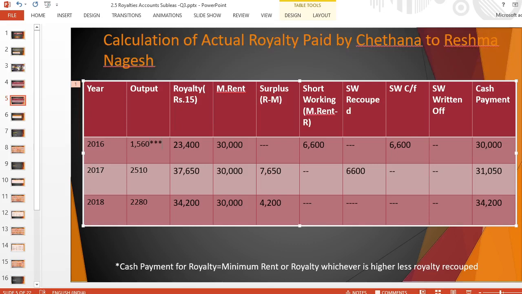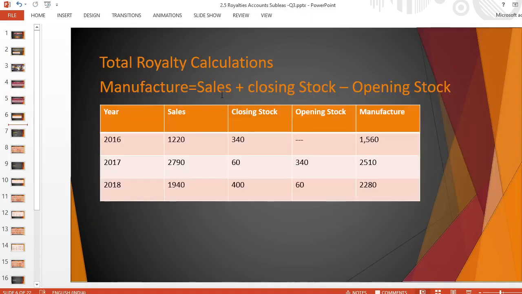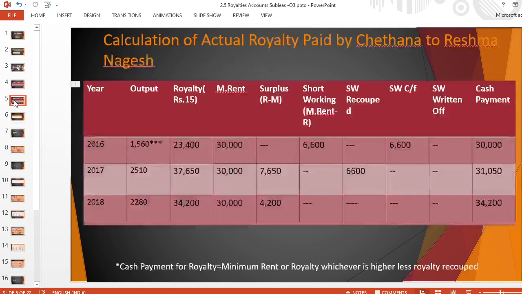As far as number of units manufactured, we have a formula: manufacture equals sales plus closing stock minus opening stock. Only after finding out these things can we apply the values to our royalty table too. So this is how we need to calculate the royalty table.